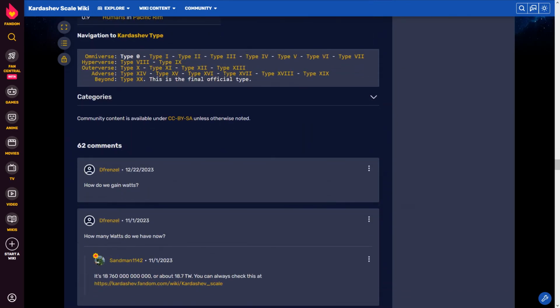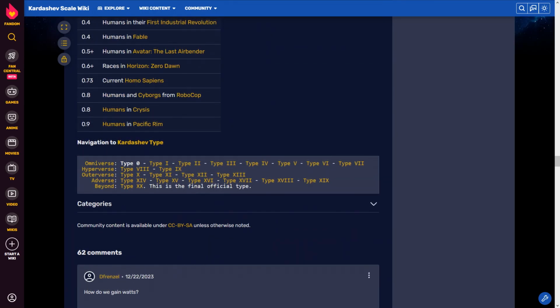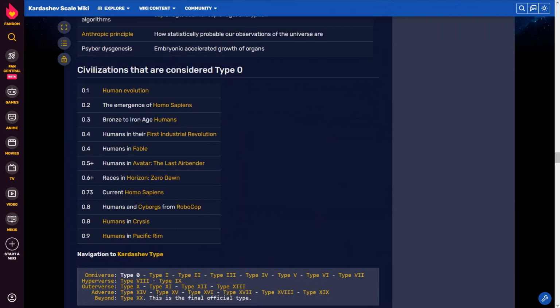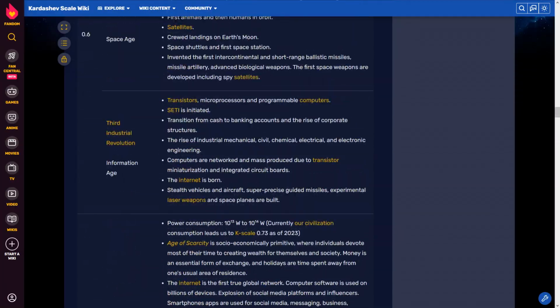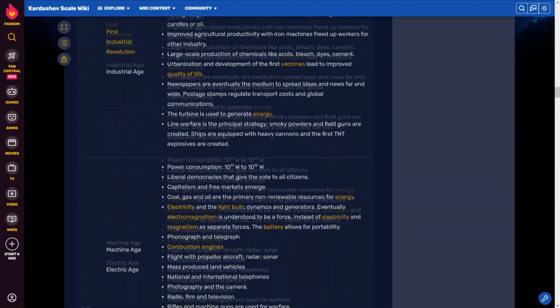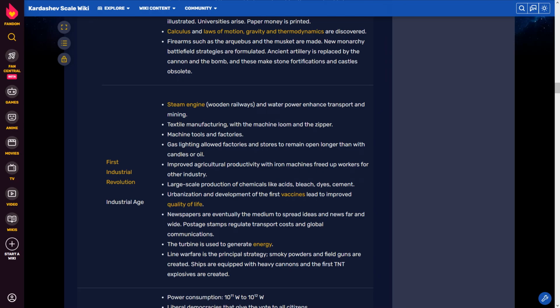Oh, there's comments. How do we gain watts? Okay, so that it is watts. Interesting. It looks like that person asked that on the 22nd of December of last year. So I guess I'm going to be making my way through the types. That'll probably be like an episode apiece, depending on how long the pages are. If there's a specific thing that person wanted me to see in here, let me know.